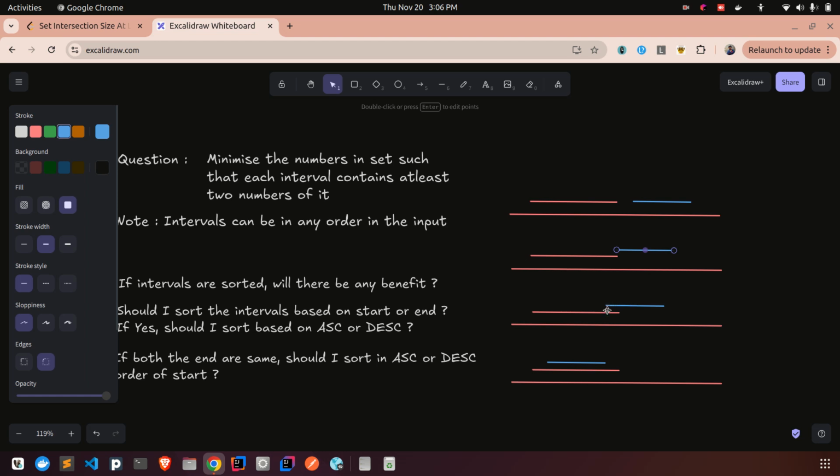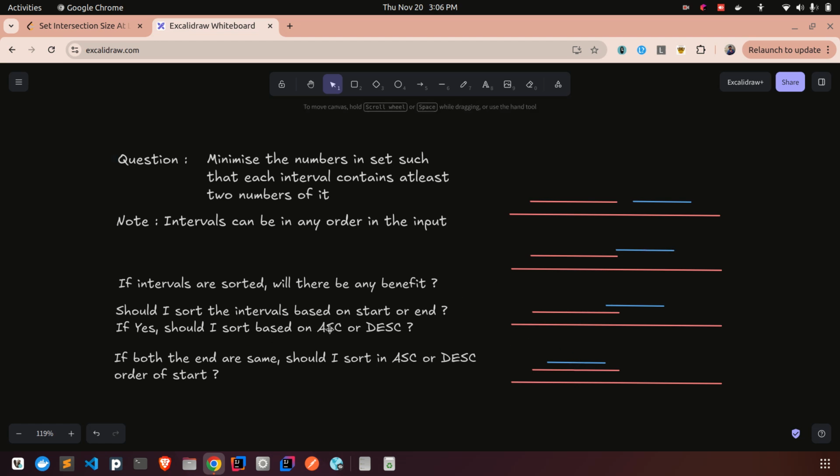Here we can pick any one number from this particular range, and from the other range we have to pick one. If there is complete overlapping, we only have to pick from within this range, so that the numbers will be contained in both ranges. So if I pick one from this range and one from this range, then it's fine.